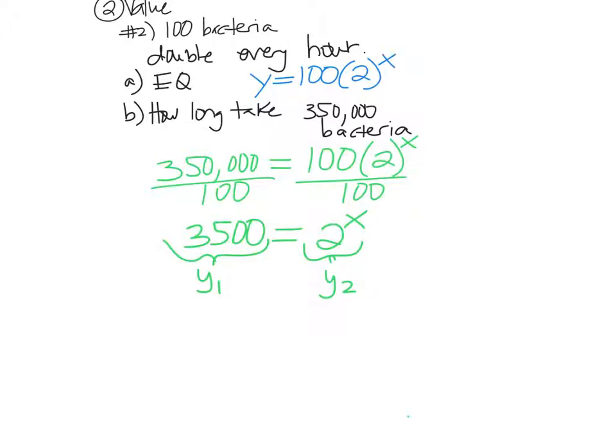And now I got to fix my window, okay? So that's the hard part, right? I got to think, well, my y has to be more than 3,500 because I'm going to have this horizontal line at 3,500.